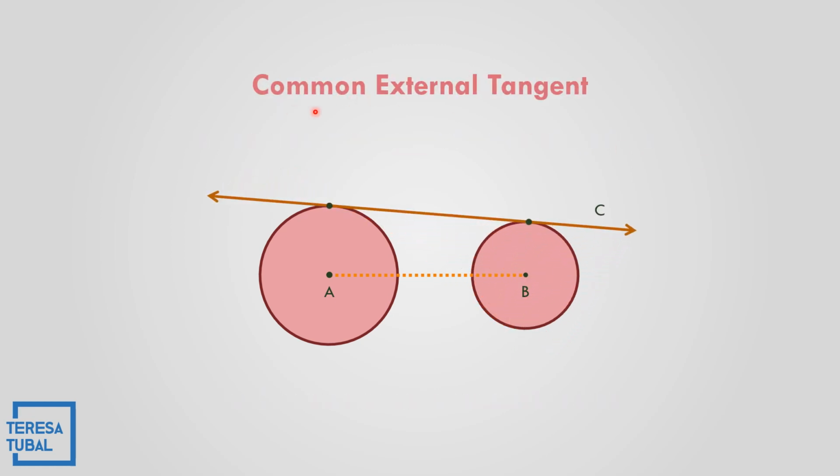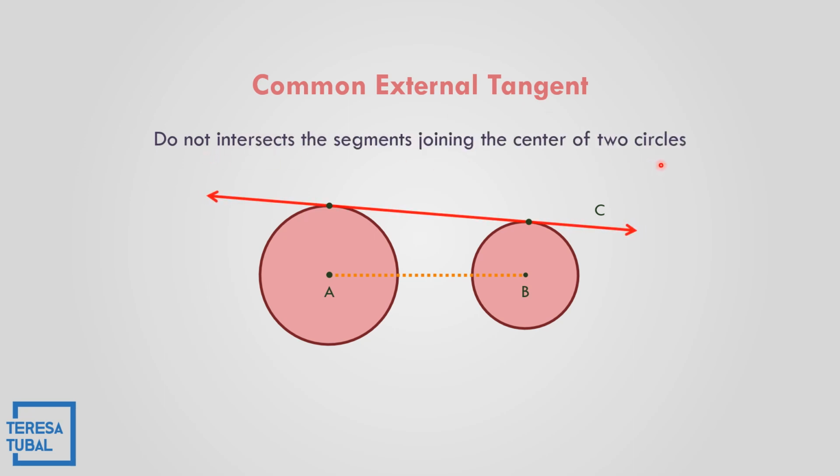Next is the common external tangent. It does not intersect the segment joining the centers of the two circles. So this is circle A and circle B. This is the segment. So line C does not intersect the segment joining the centers of the two circles.